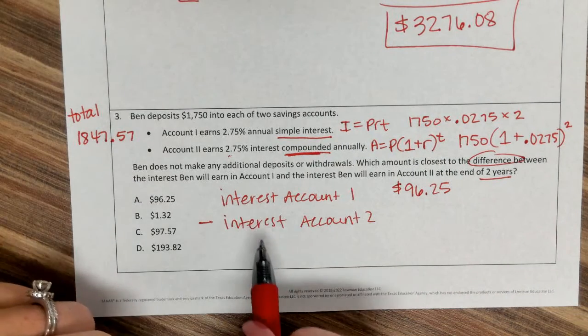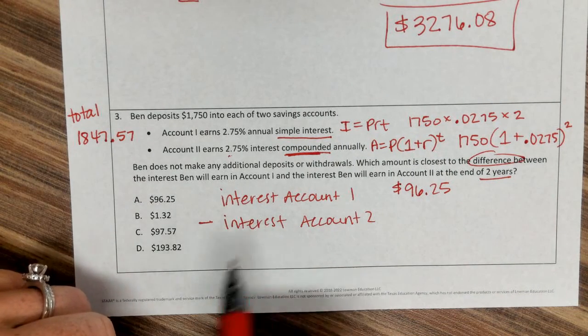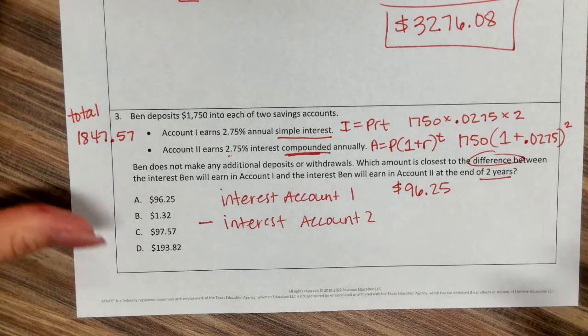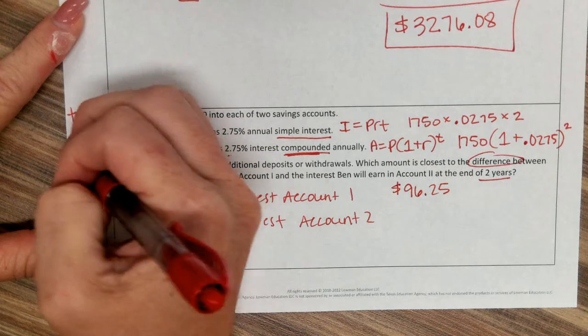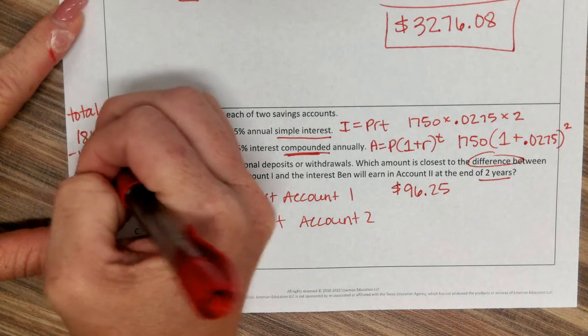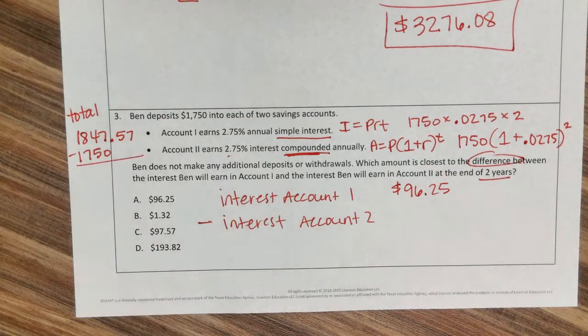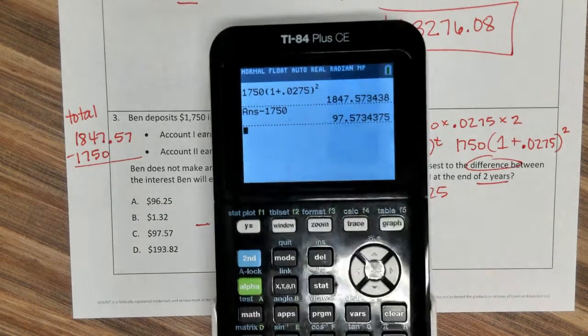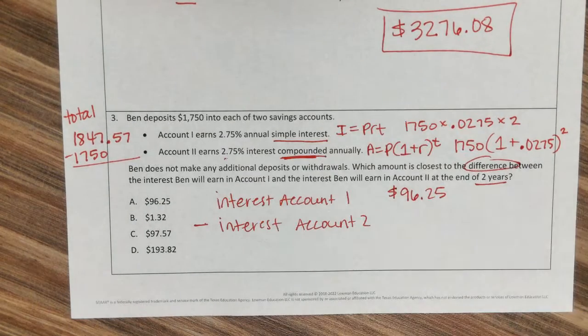But I need the interest, so what am I going to do? Subtract out what I started with, and that'll tell me what he made in interest. He started with $1,750. $97.57.